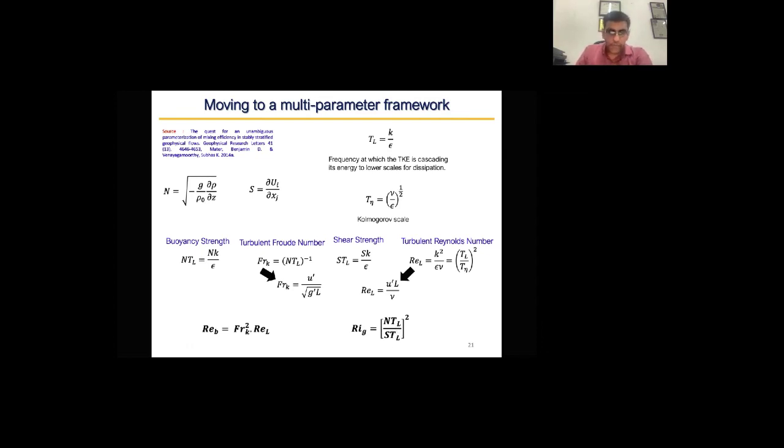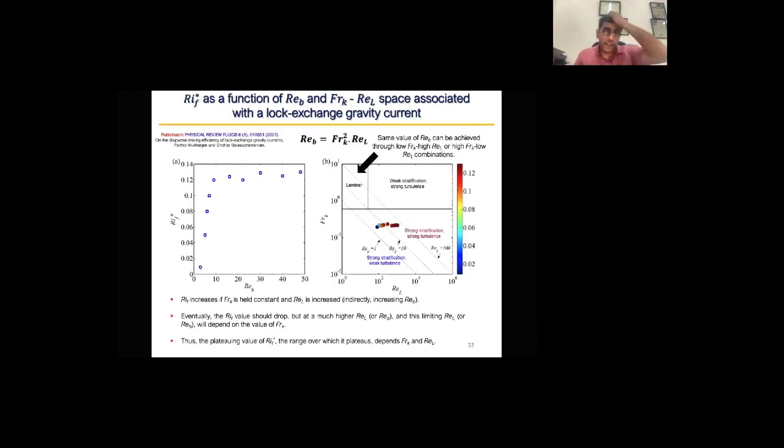This is what we found out. So now we decided, let us take whatever data we have and put it on this parameter space. And we found a very interesting result, which we didn't expect. So this is the plot that I already showed you, RIF star.